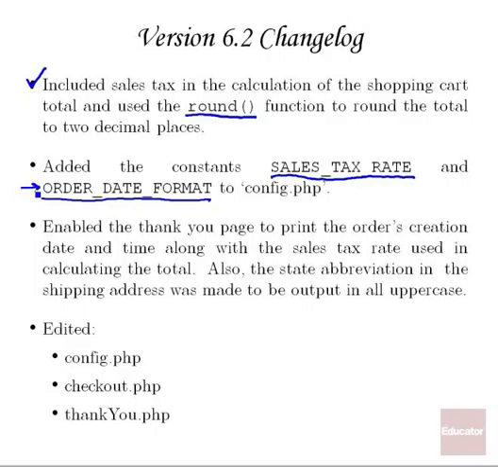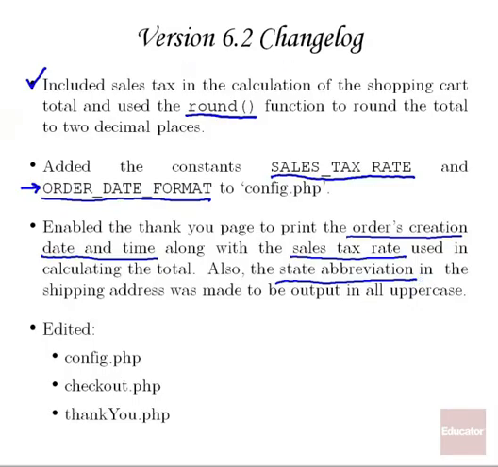So as mentioned, we're going to output on the thank you page the order creation date and time. We're also going to output what the sales tax rate was used to calculate the total. And then the other thing we're going to do is make use of the string to upper function that we learned about, so that the state abbreviation that a user enters in the checkout form is always going to be capitalized, because sometimes they might, for example, for California, type CA in lowercase, and to properly format it, we're going to capitalize it to capital CA.